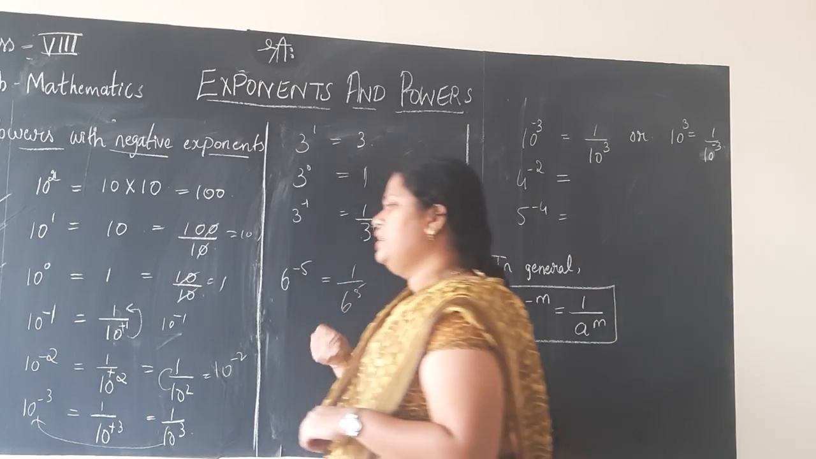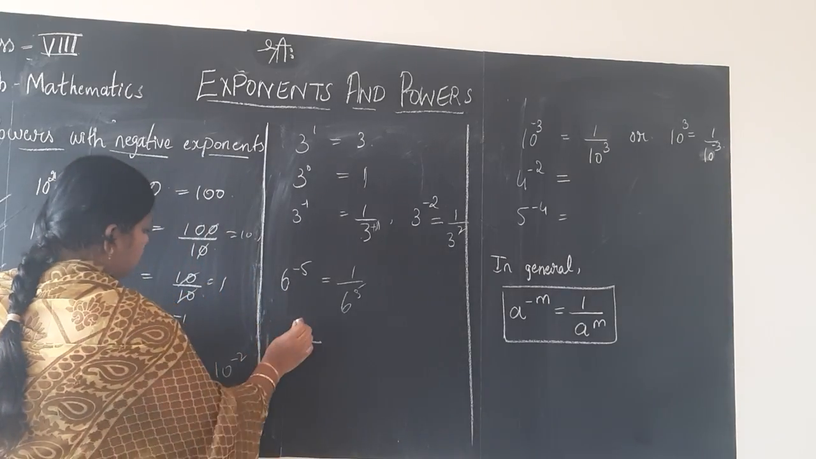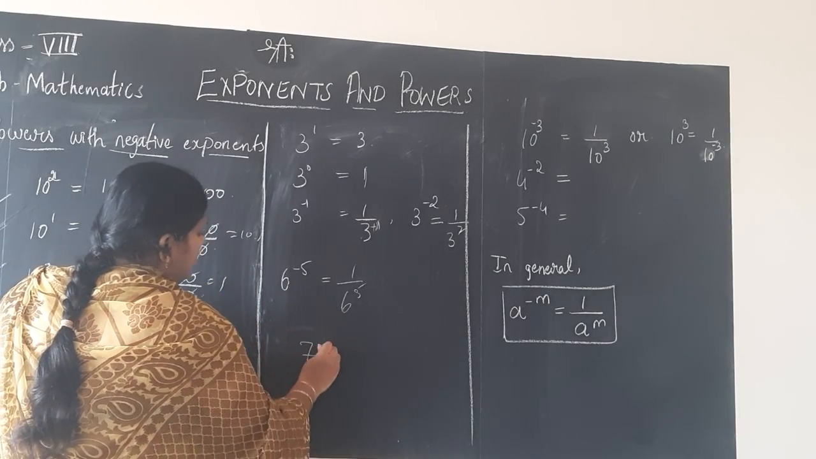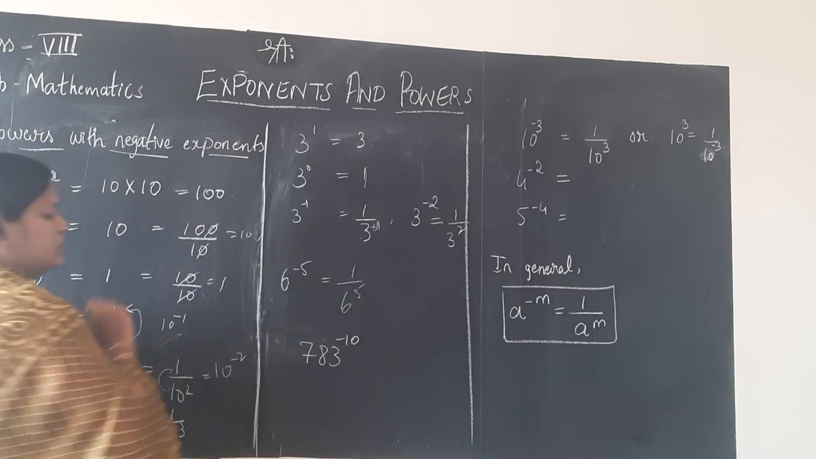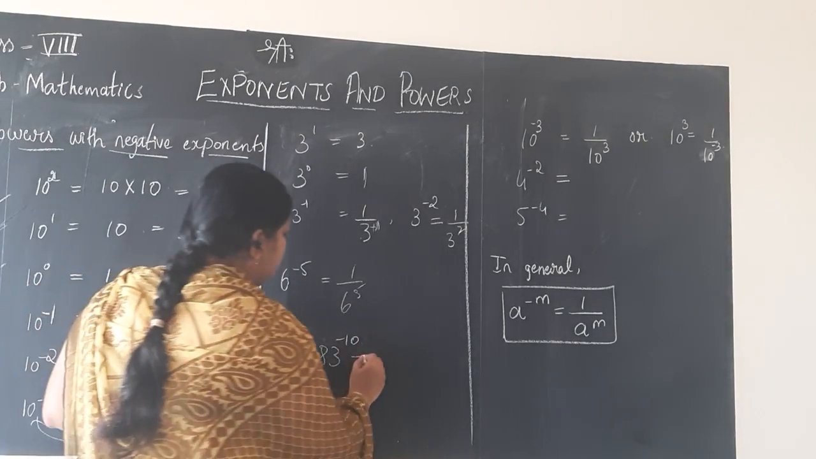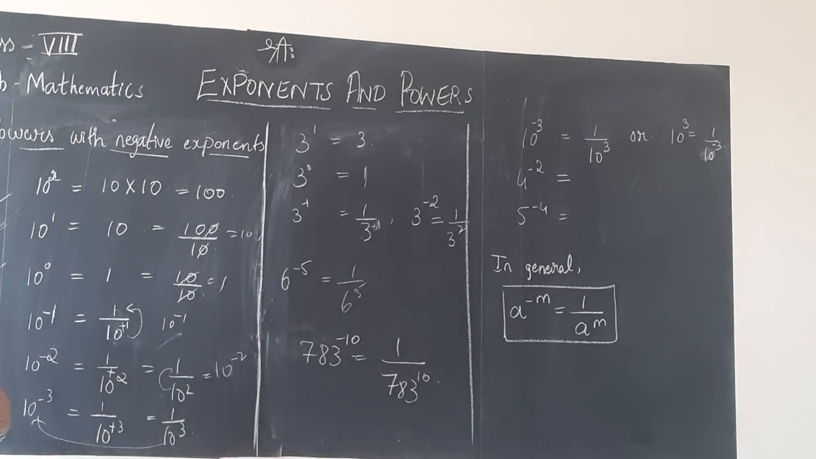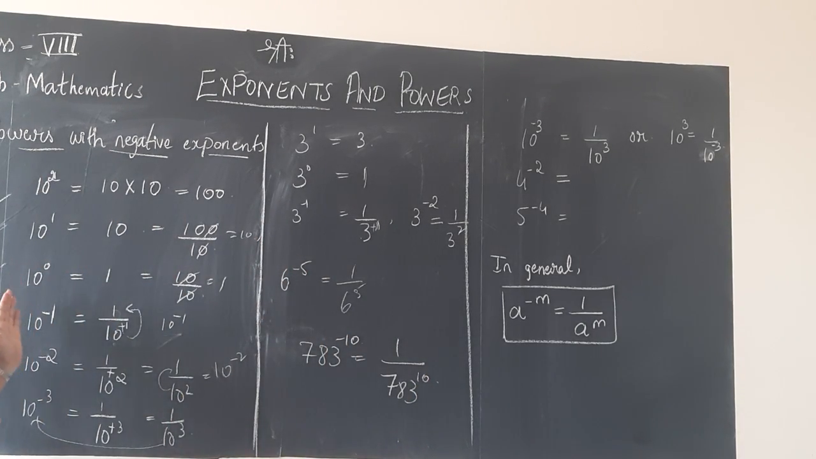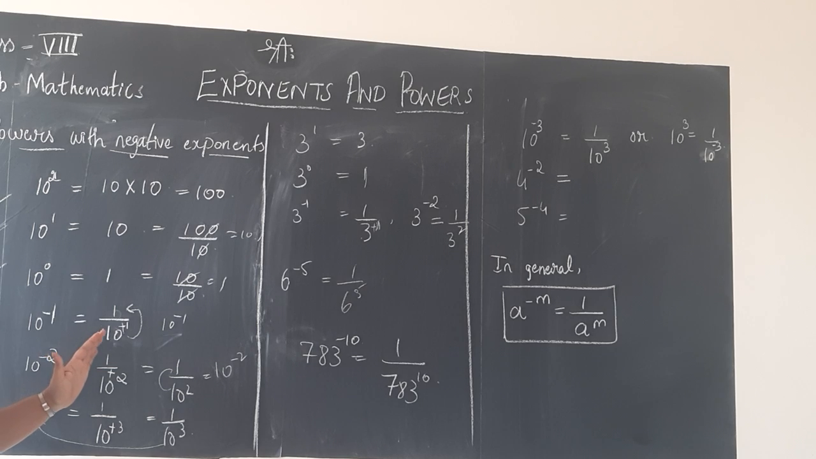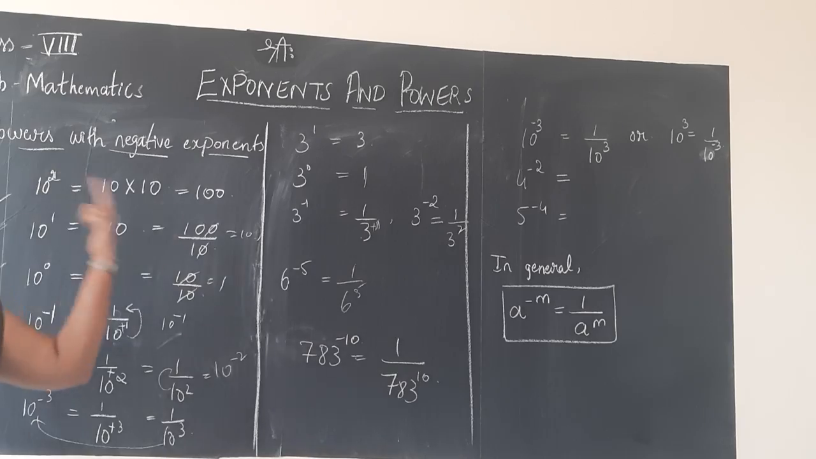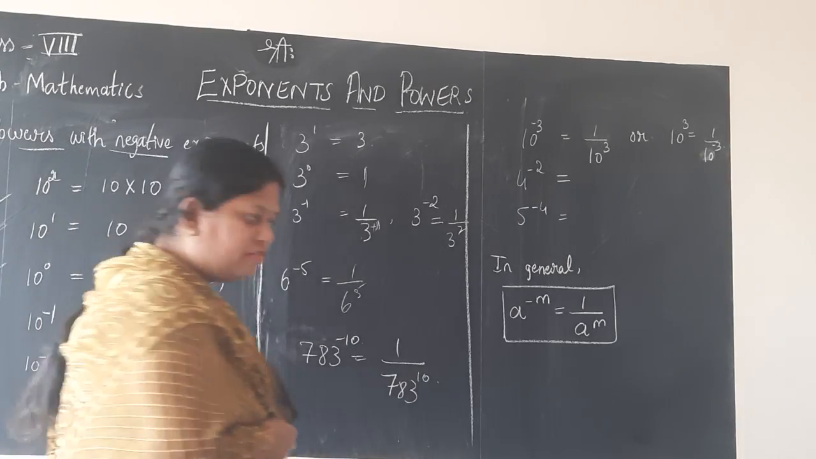So children, like this, any number, let it be 783 to the power minus 10, it is equal to 1 divided by 783 to the power plus 10. That's all. If at all we get any numbers with negative exponents, you will express them as 1 divided by the same number, with no change in base and exponent. You will write them as it is, making the minus sign positive.